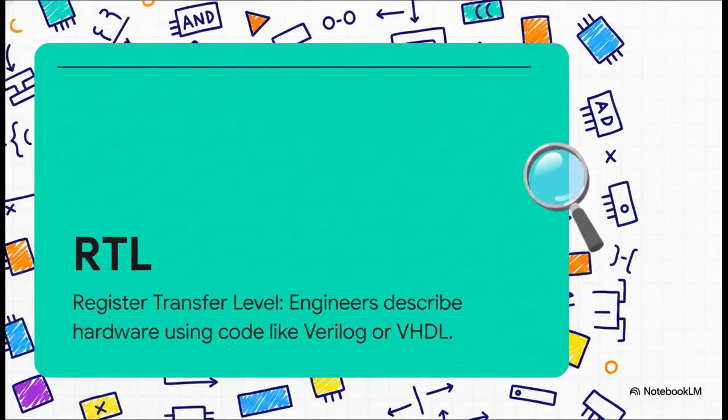At this stage, engineers use special hardware description languages like Verilog or VHDL to define exactly how data is going to bounce between registers and logic gates. Basically, they're writing code to turn those high-level architectural blueprints into real digital logic blocks. It's wild to think about, but they are describing physical hardware using software.